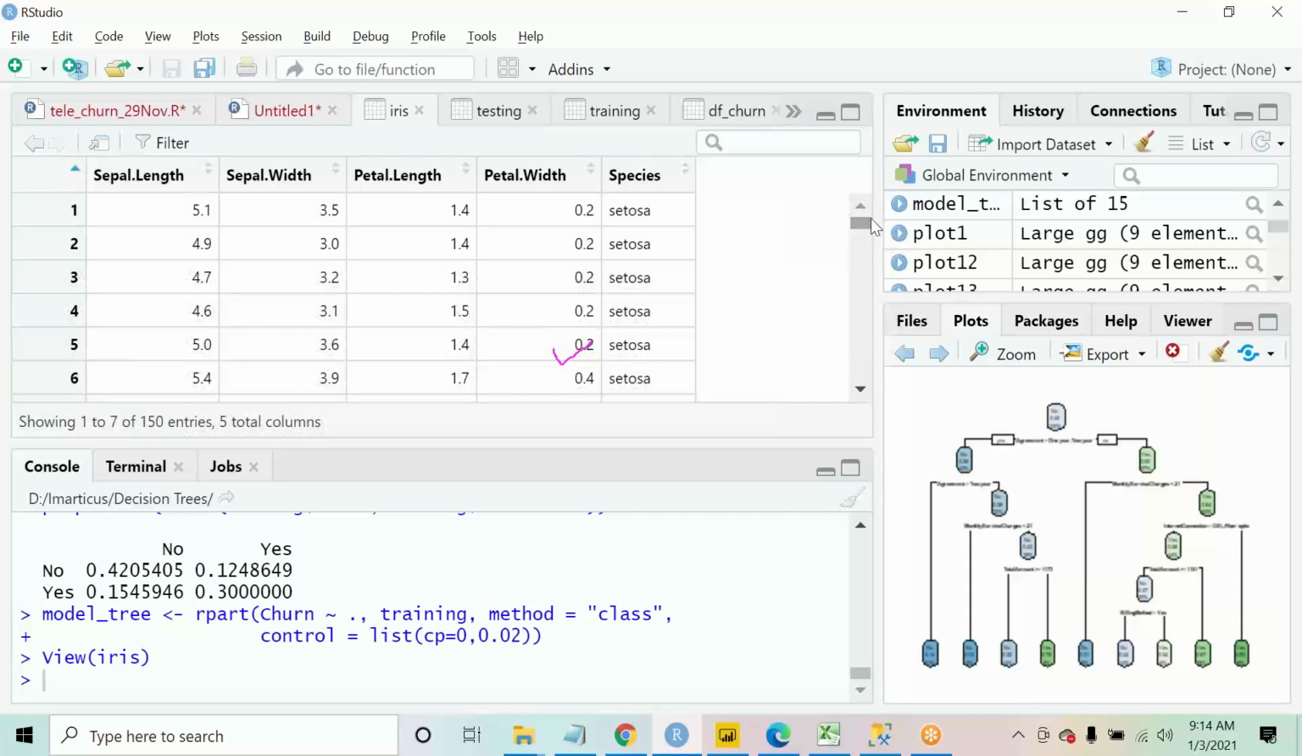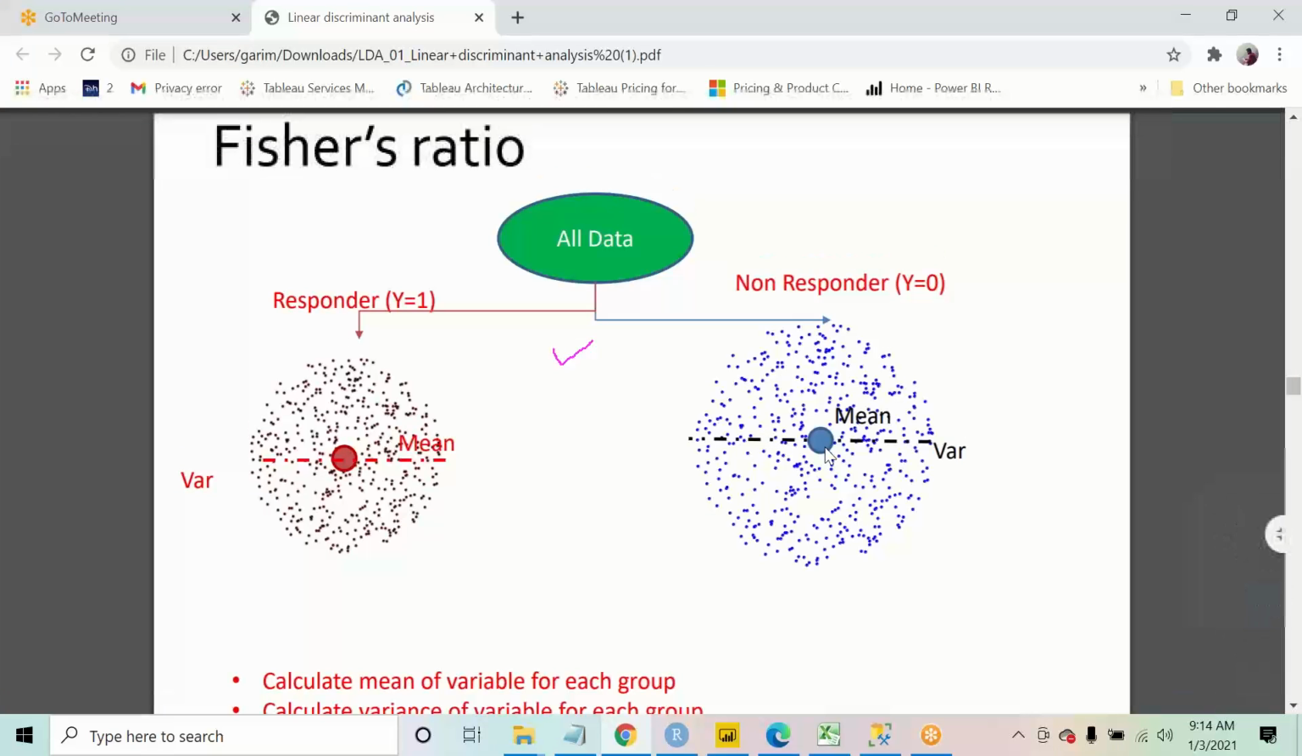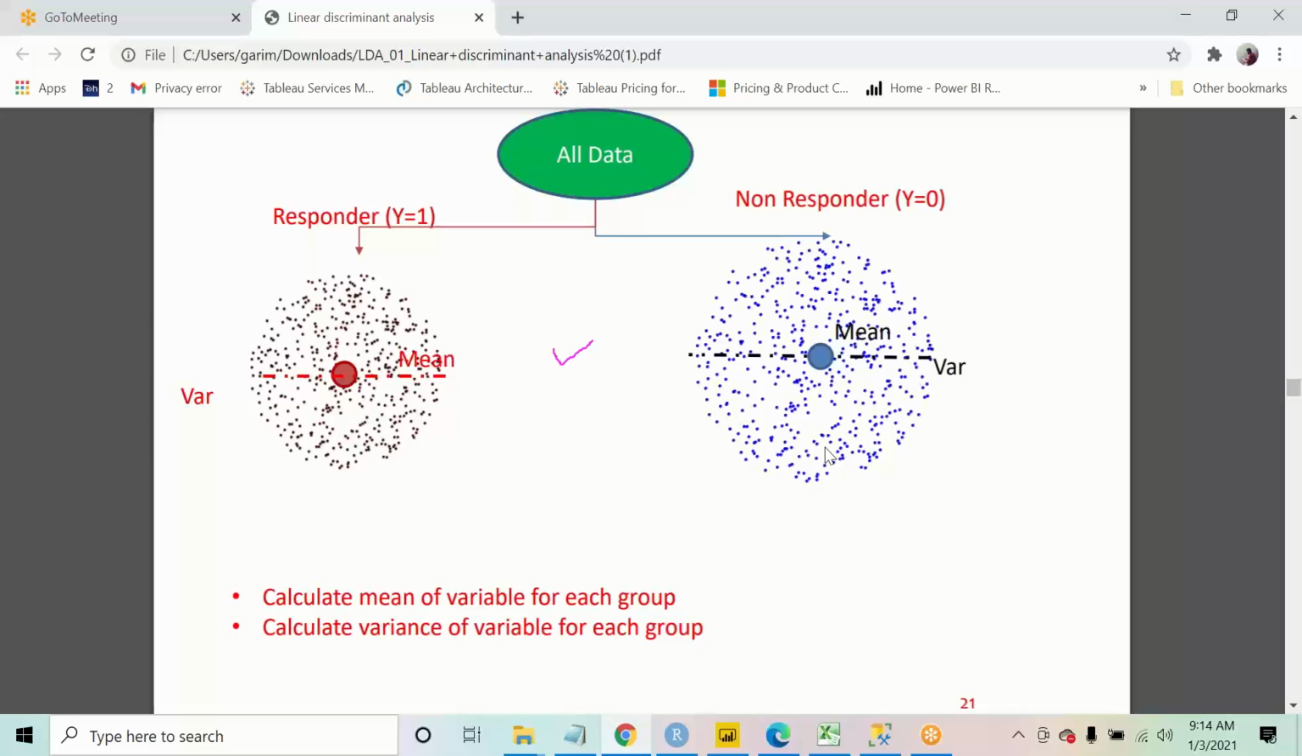So what we do in that case is we divide the data into, in this case, three parts. But let us assume we have just two categories, yes and no. So we break the data into two parts, yes and no. Then we calculate the mean of the variable for each group. So we will start picking up the variables one by one.